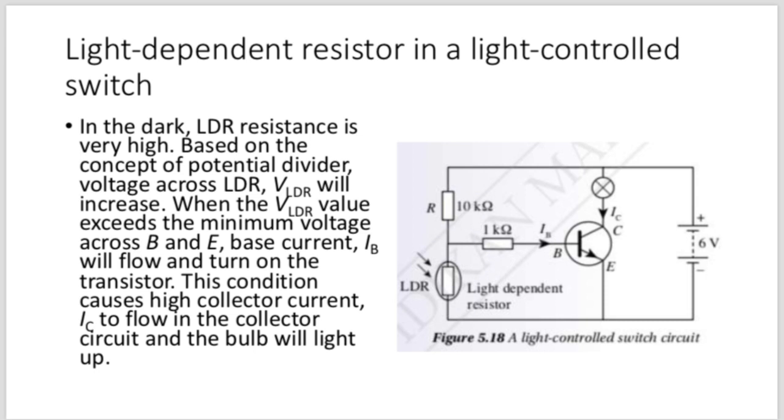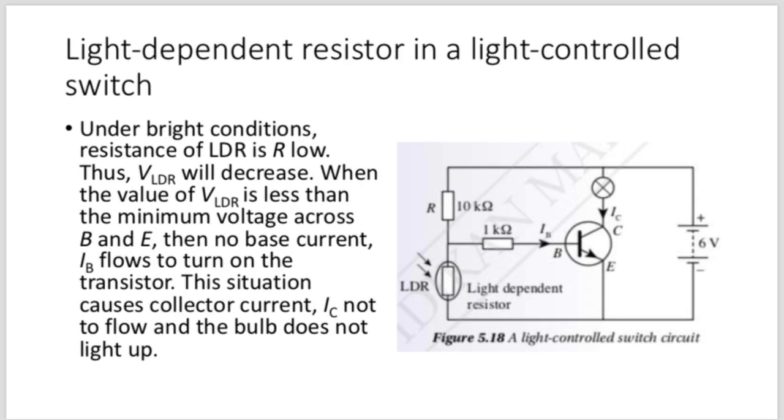But when it turns dark, suddenly this LDR has a high resistance. And so because it has a high resistance, it's easier for the electricity to flow through the base circuit. And so it goes through the base circuit instead. And then you end up with a completed circuit and the light automatically turns on.